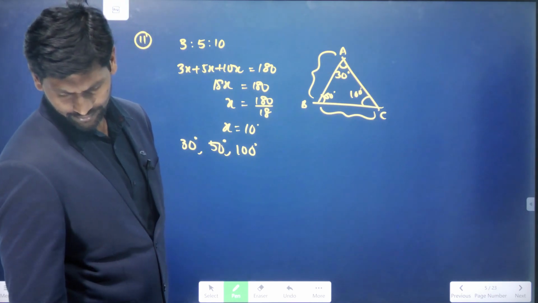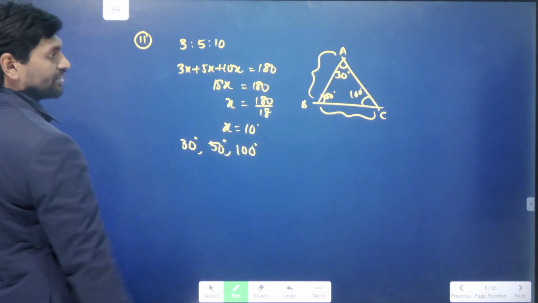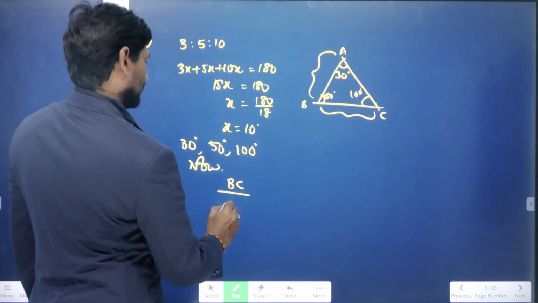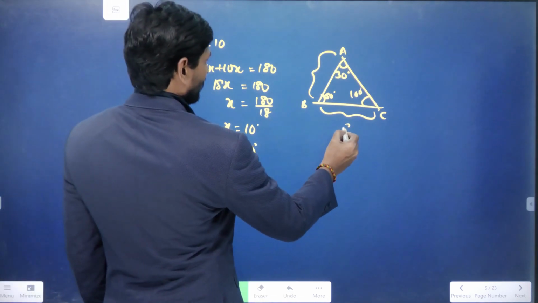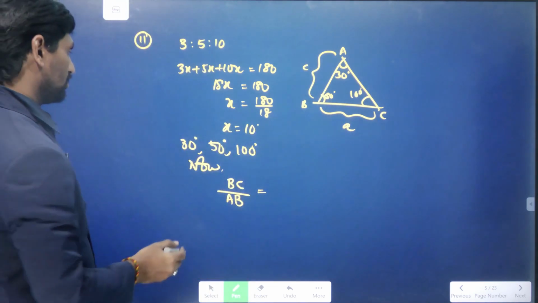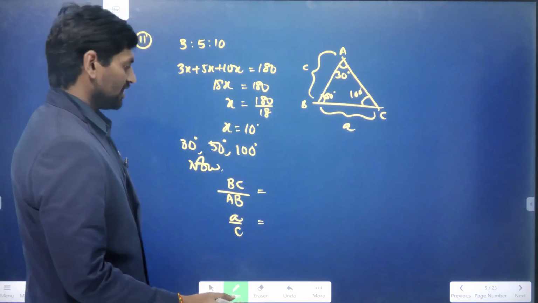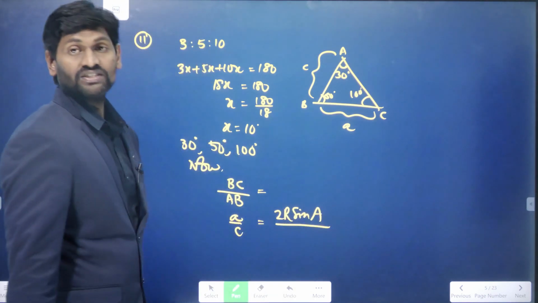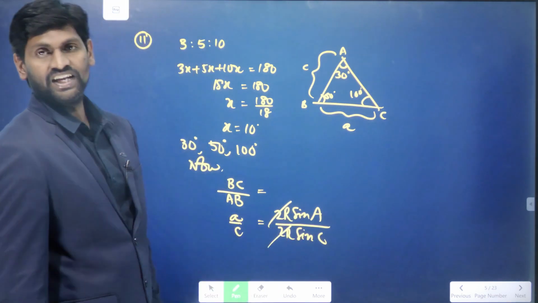Ratio between the smallest side to the greatest side. According to the problem, what is the smallest side? BC. The largest side is AB. Okay, na? So this is considered small a and this is considered small c. So this one I can write a by c. What is the formula for a? The formula is 2R sin A by using the sine rule. The c formula is 2R sin C. 2R cancel, sin A by sin C.